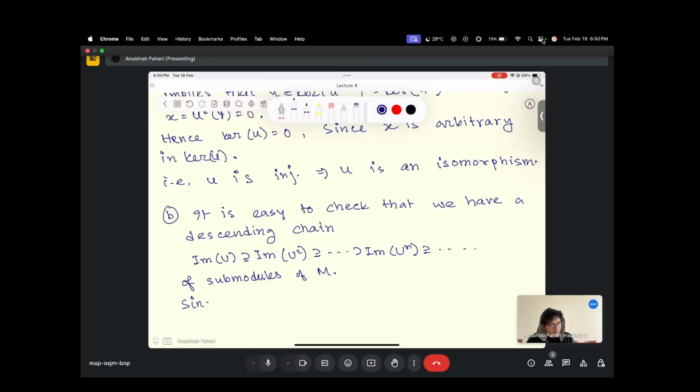Since M is Artinian, there exists k, depending on n, such that the image of UK should be equal to the image of UK plus 1.